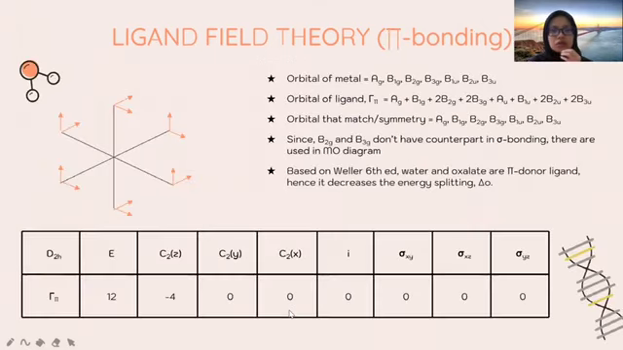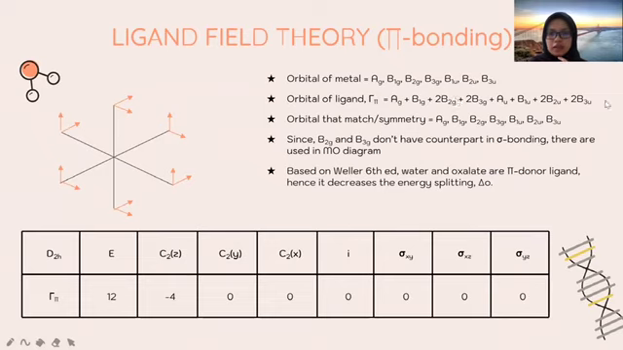And then we also find the ligand field theory of pi bonding, because to determine whether our ligand is a weak ligand or a strong ligand, we also need to consider the interaction between the metal and pi bonding, out of plane and in plane. So the first step is to find the reducible representation by considering out of plane and in plane.